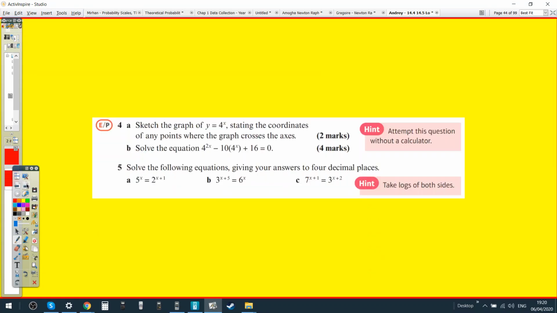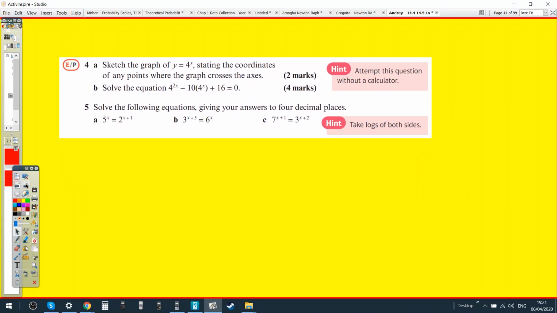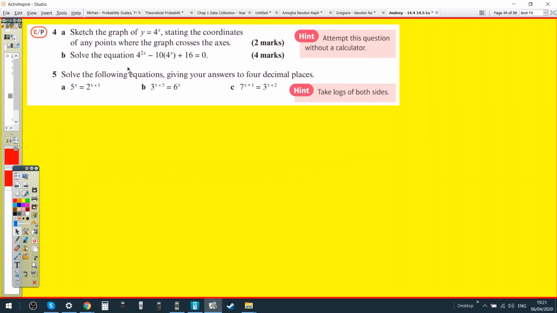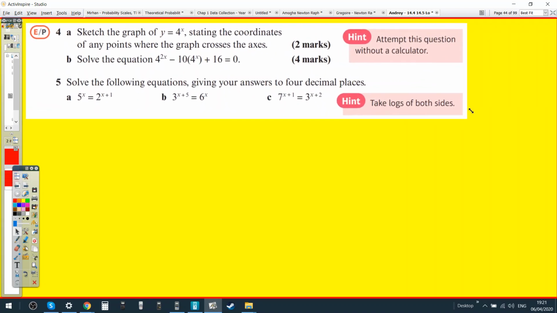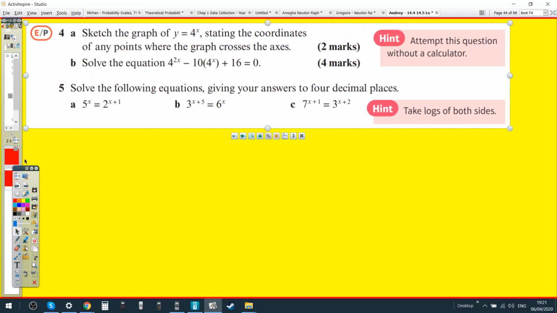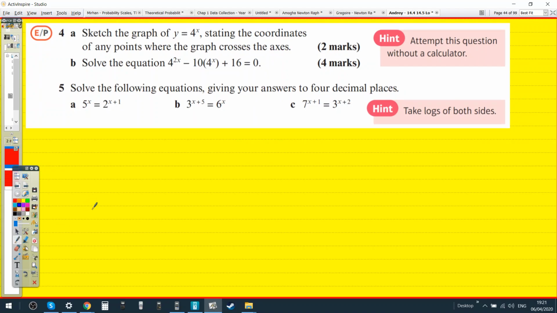Let's just find an exam question involving that stuff. Question 4. There's my calculator. Sketching the graph, yes. How about question 4b? So is this where I would do 4 to the power of x equals a?